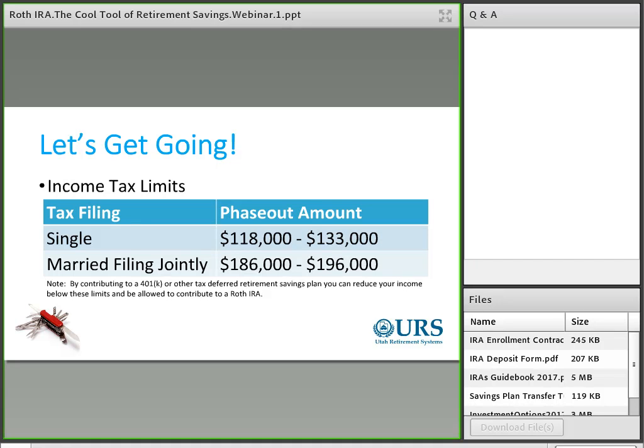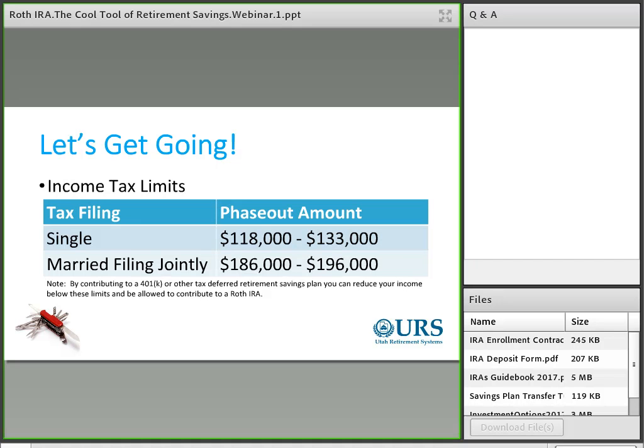So we always want you, if you're coming on the cusp of these, at URS we do not give any tax advice here. We want everyone to seek the advice of a tax professional. So please keep that on your radar. It's a good problem to have. However, we can't advise you on that, but we want you to be able to participate in these.